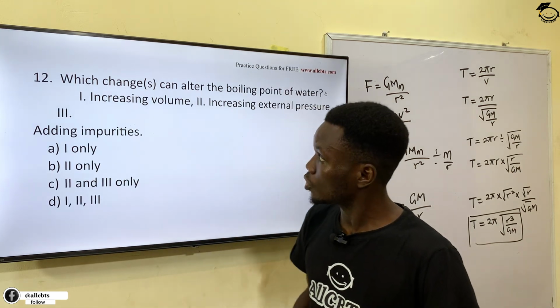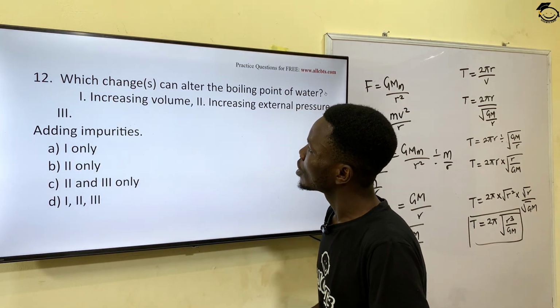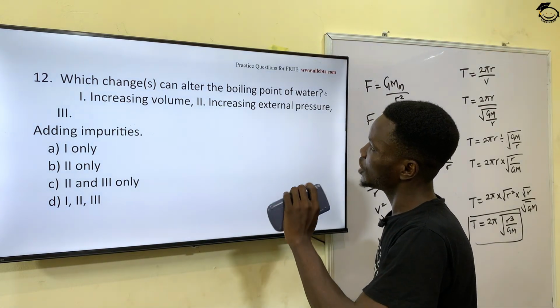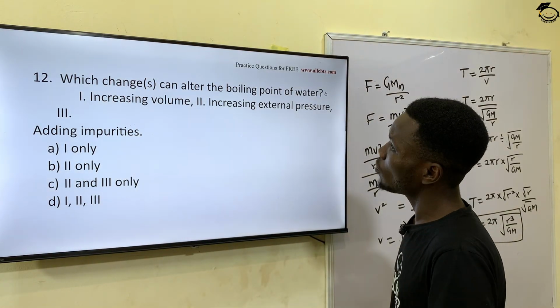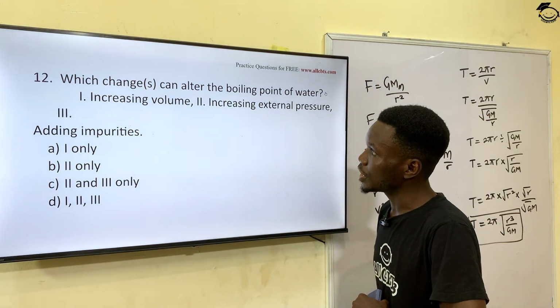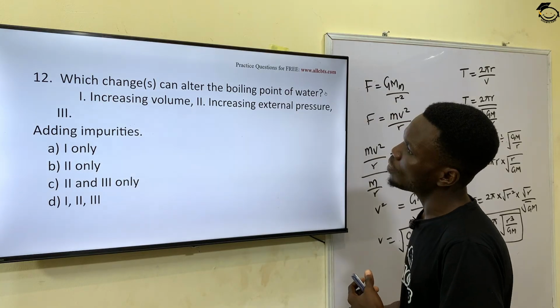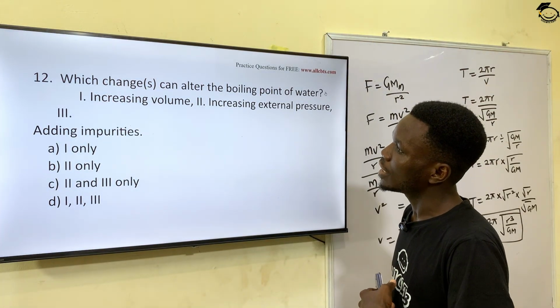So that takes us to question number 12, which says, which change or changes can alter the boiling point of water? Roman figure 1 says increasing the volume. Roman figure 2 says increasing external pressure. And Roman figure 3 says adding impurities.